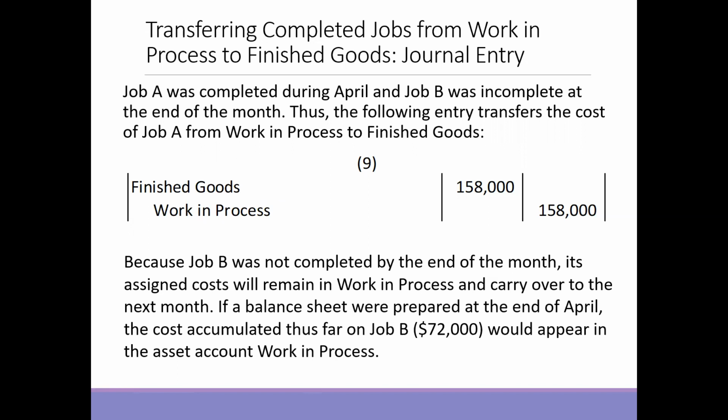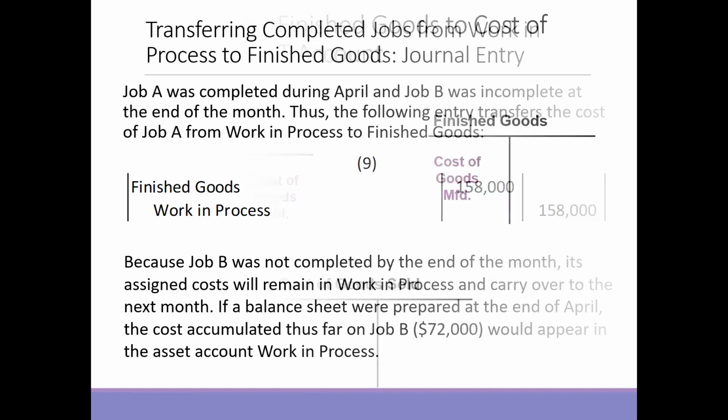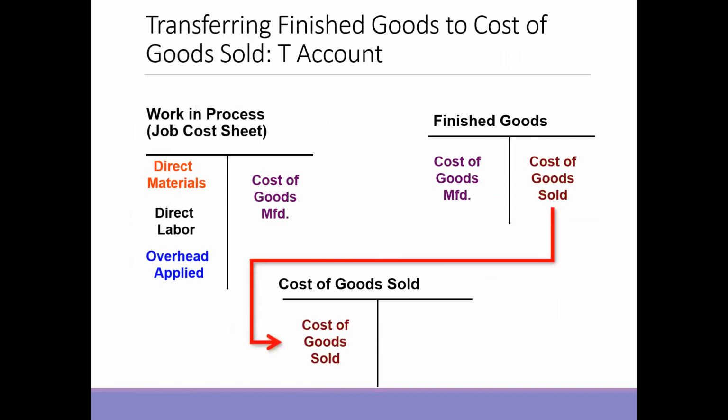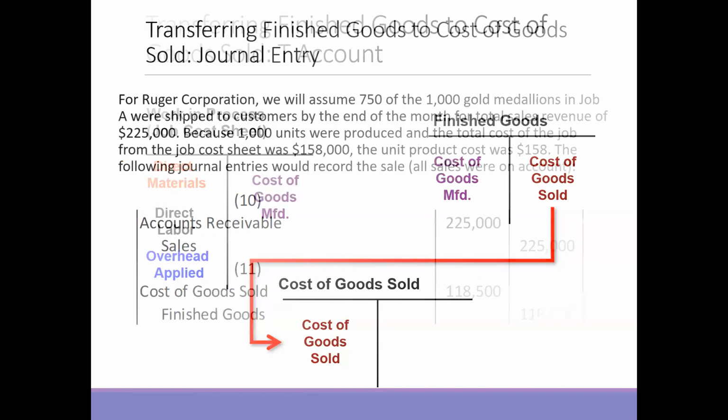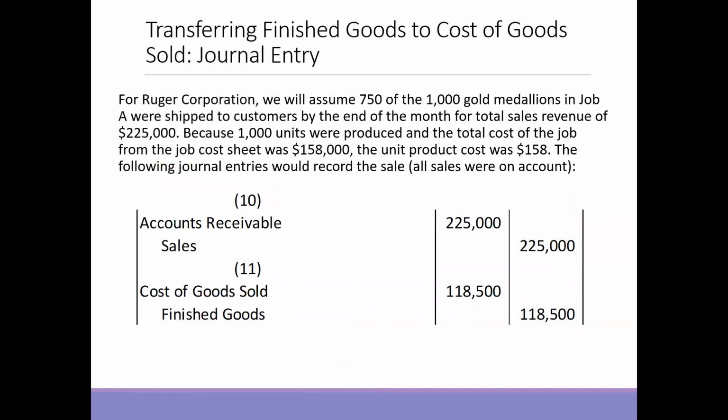If a balance sheet would have been prepared at the end of April, the cost accumulated so far on job B would be $72,000. So it would have currently been $72,000 because it wasn't completed yet. Now, once the goods are sold, that's when we'll take it out of finished goods and we debit then our cost of goods sold. So transferring finished goods to cost of goods sold.